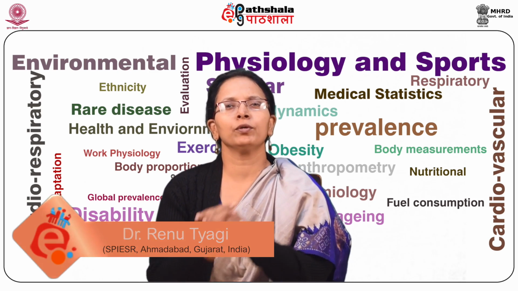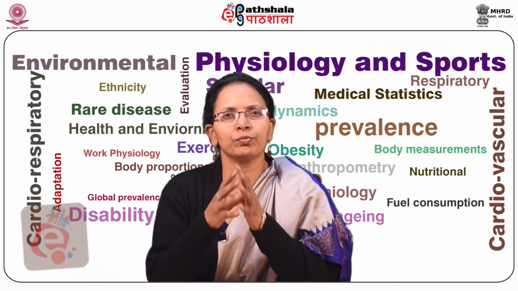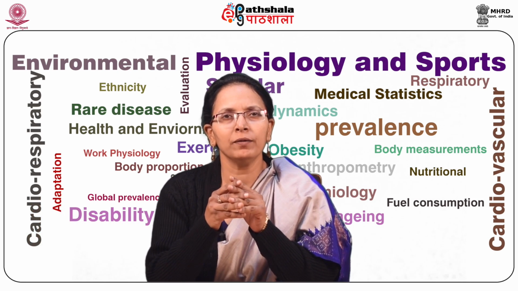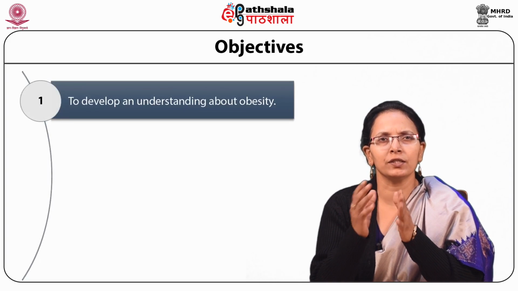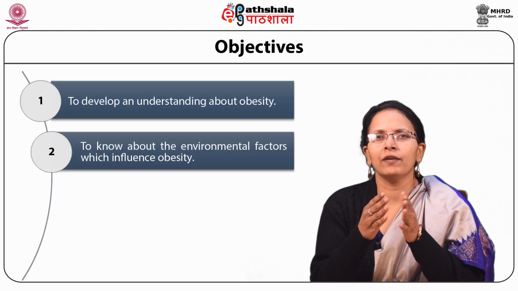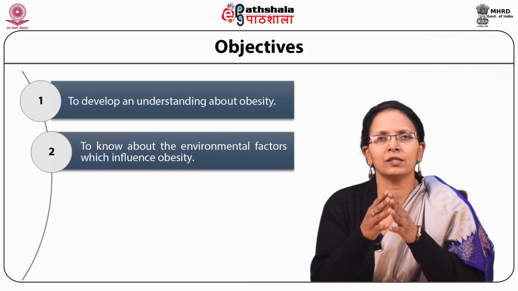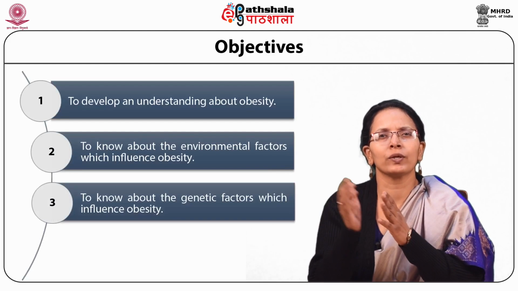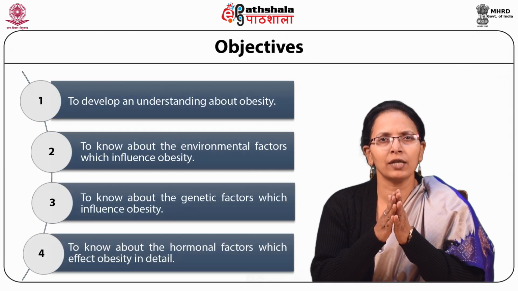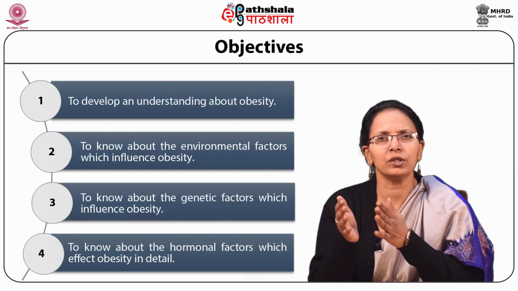Today we are going to talk about the module Environment and the Genetic Contribution to the Obesity under the paper Physiology and Sports Anthropology. Now let's see what are the objectives of this particular module. The major objectives of this module are to develop an understanding of obesity, to know about the environmental factors which influence obesity among people, to understand the genetic factors which contribute towards obesity, and then to understand the various hormonal factors which affect obesity among people.